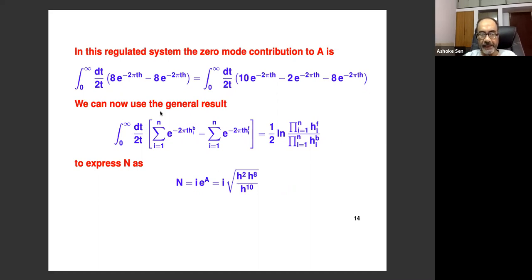Okay, so now this is an identity. If you have an integral like this, we can evaluate it. In fact, as long as the numbers of bosons and fermions are equal, you can just put a small regulating epsilon here, do this integral, and we can show that this is given by the log of this product. So if you use this formula and use the fact that we have this 10, 2, and 8, we can write N as i times square root of h squared times h to the 8 over h to the 10. Nothing has changed, it's still 1. So there's no magic over here, I'm just writing it this way.